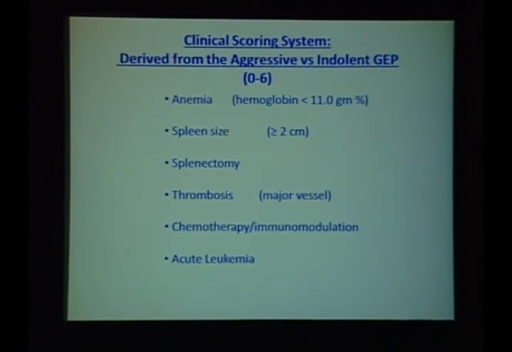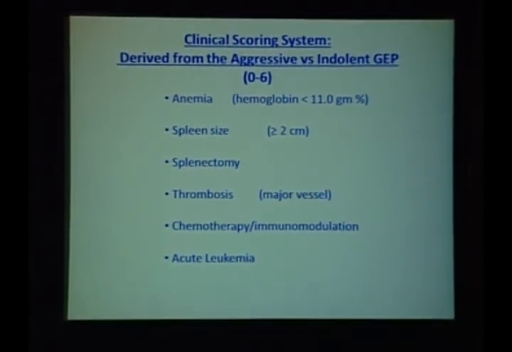So we then did a clinical score using the same phenotype that we saw in our patients: anemia, spleen size, splenectomy, major vessel thrombosis. We're not talking about ocular migraine or erythromelalgia, chemotherapy or immunomodulation, or acute leukemia.